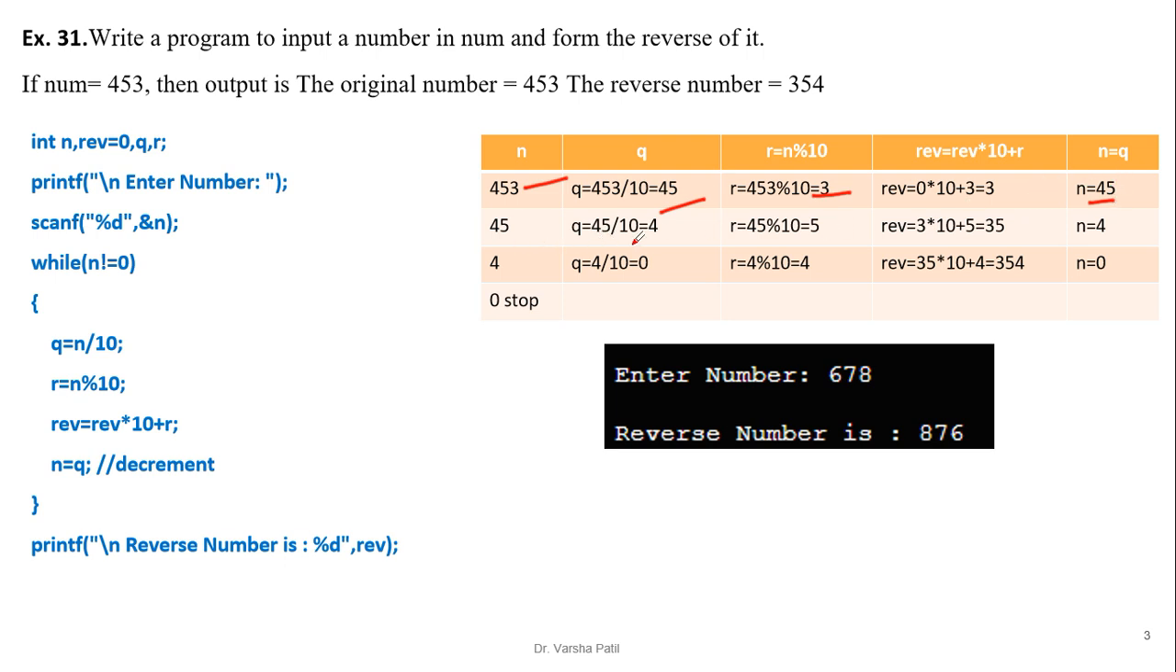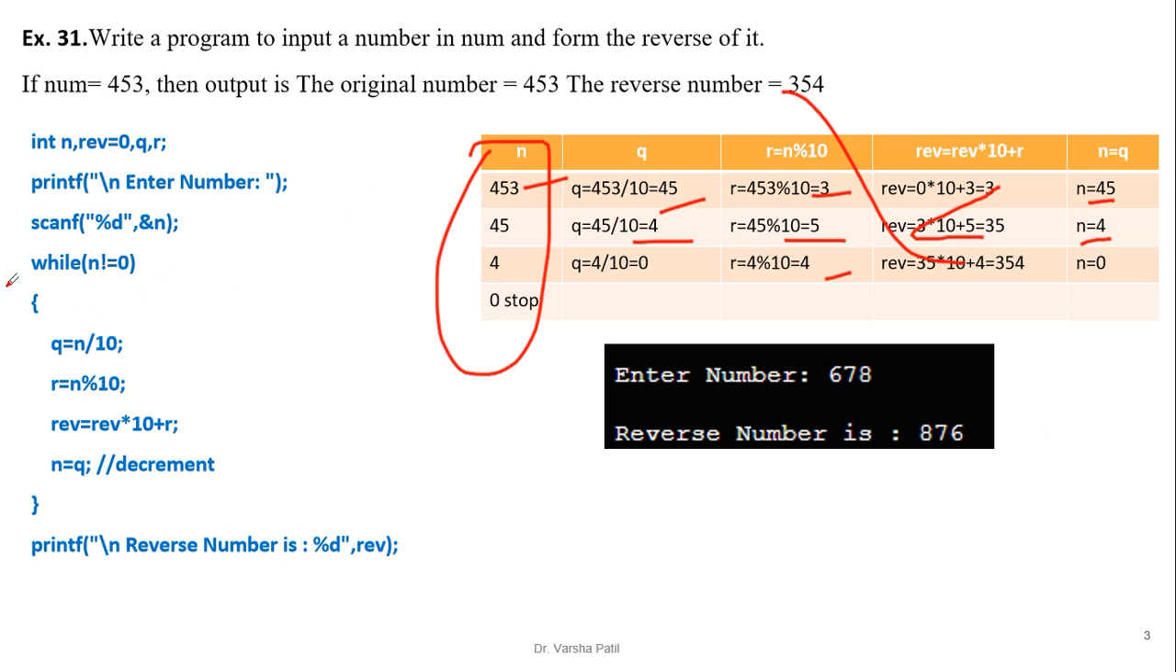to q, 45, 4, 5. Now reverse is 3, 3 into 10 plus 5, 35. Now again quotient becomes our number 4, 4 by 10 is 0, remainder again 4, then 350 plus 4 is 354, so it makes the reverse of the number. This logic we have already used in our previous video, that's why I am not wasting my time explaining the same thing again and again.